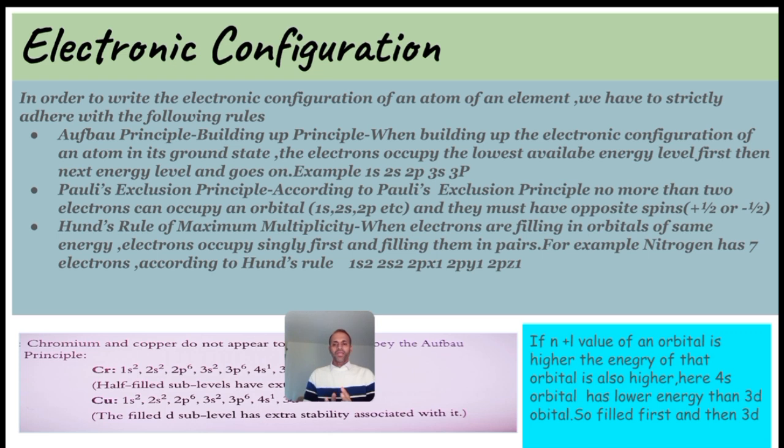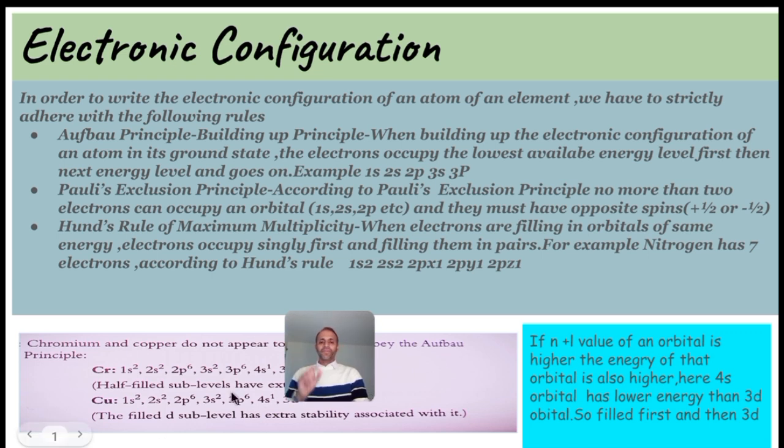The third rule is Hund's rule of maximum multiplicity. When electrons are filling orbitals of the same energy, that's important, orbitals of the same energy, electrons occupy singly first, before filling them in pairs. For example, nitrogen has atomic number 7. So we can write the electronic configuration as 1s2, 2s2, 2p3.